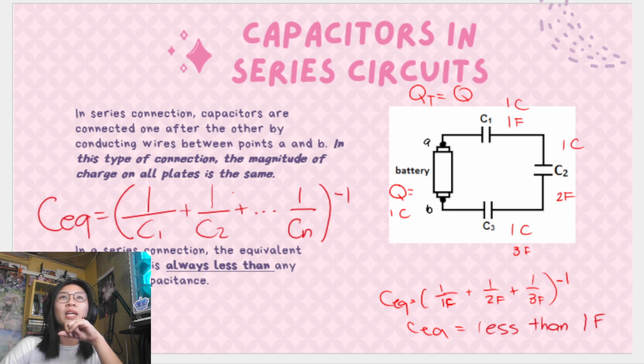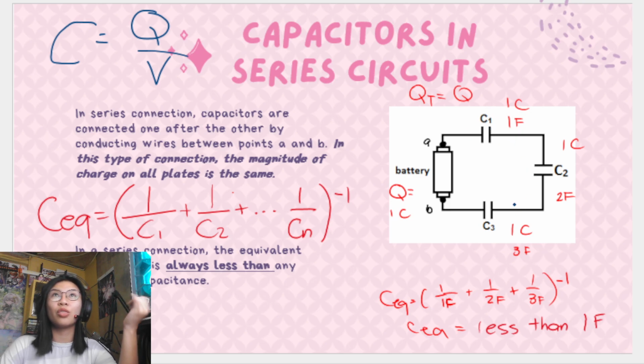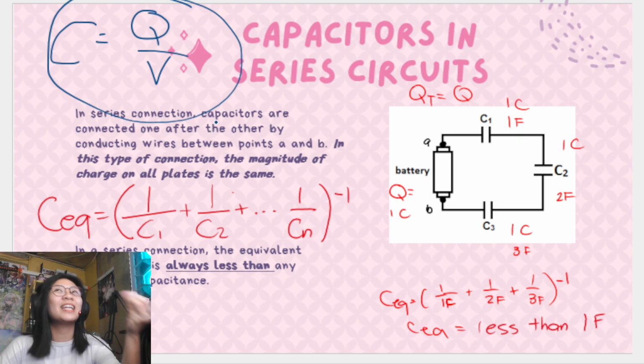Now you might be wondering, unsa man daytong C is equal to Q over V? Ano day na siya, ma'am? This is actually if isa ra imong ipangita nga capacitance. But as you can see here in our circuit, there are 2 or more capacitors in your circuit. So, dili pa nato siya magamit.